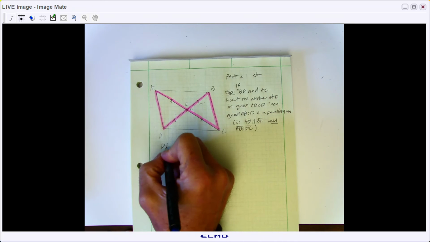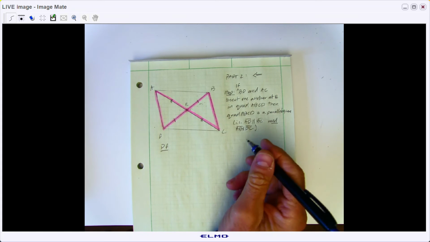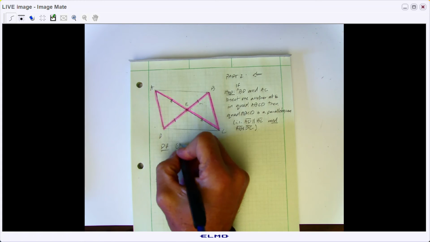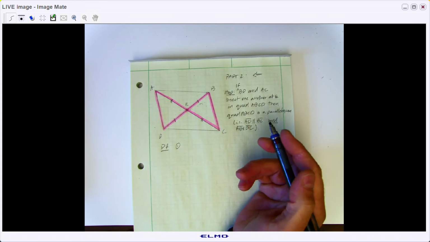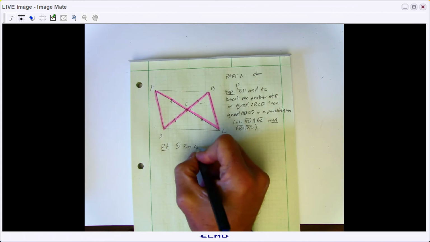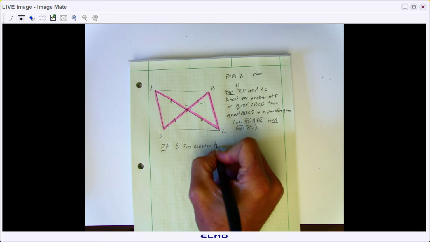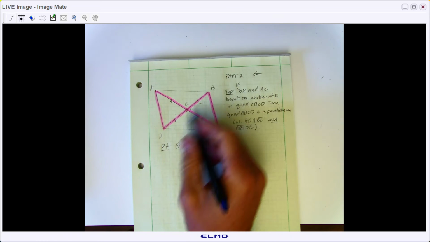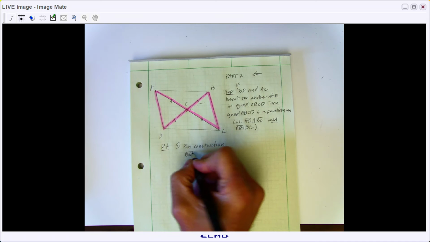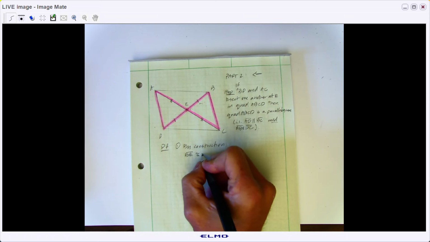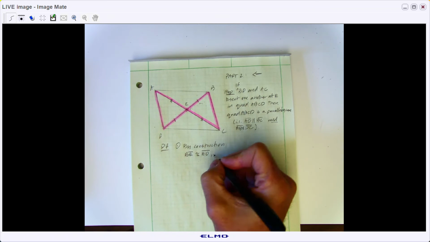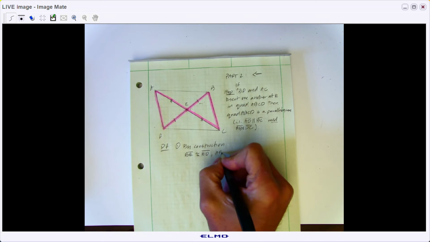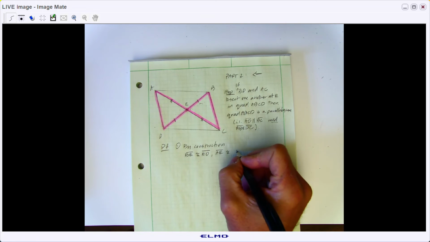So how would the proof look? Let's see. I guess the first thing I would note is that the angles in the middle, or maybe we just say by construction. First, let's note the sides. BE is congruent to ED, and AE is congruent to EC.